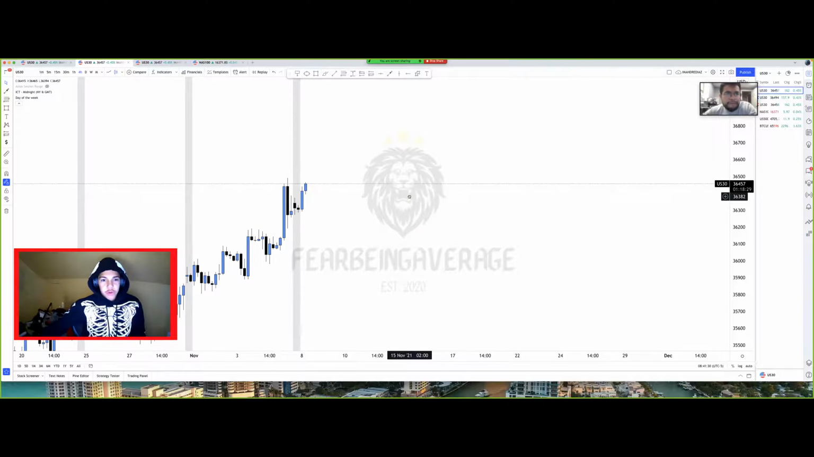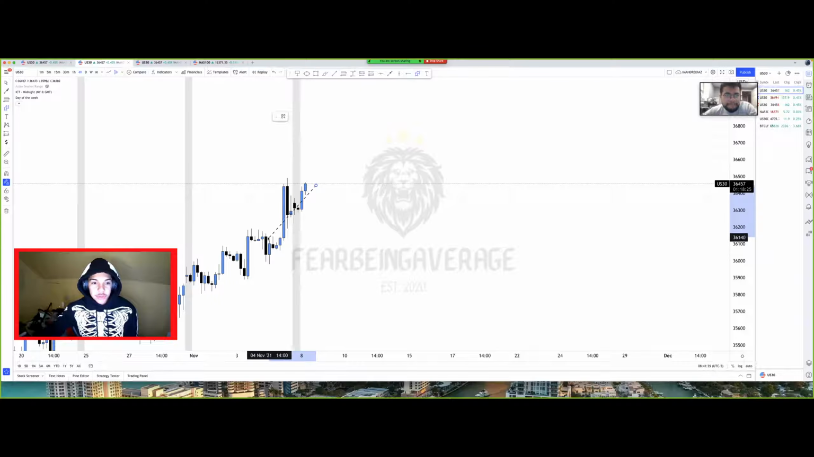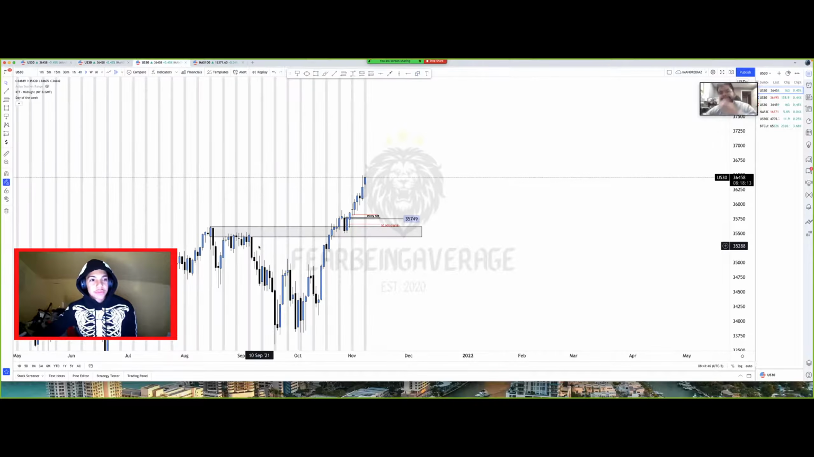Yeah, if you go on to a 4 hour price, in my opinion, I'm looking for it to at least come back to this 36,150 area. But that was before price was starting to make these highs again. So if it continues even higher, it could be an even shorter retest.